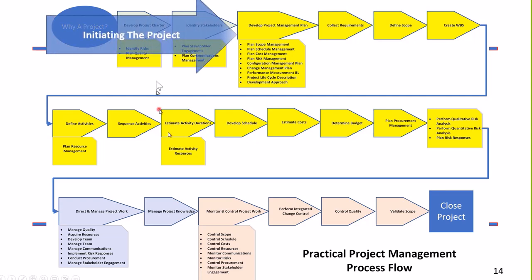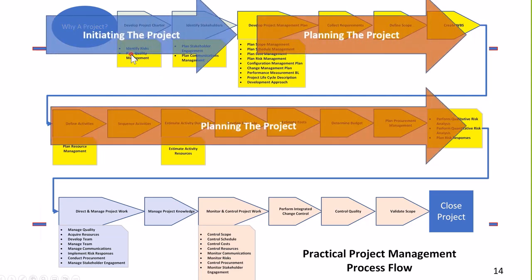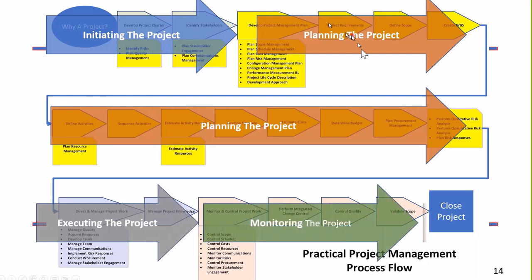First of all, we're going to initiate the project. Then we're going to plan the project. Then we will execute the project. Then we'll monitor and control the project to make sure we're executing the project in accordance with the plan. And then we'll close the project. In a traditional waterfall type of approach, we say that we initiate it, then we plan it, then we execute it, then we monitor and control it, and then we close it.